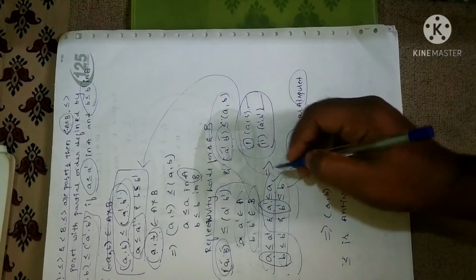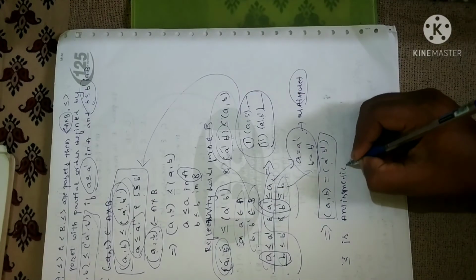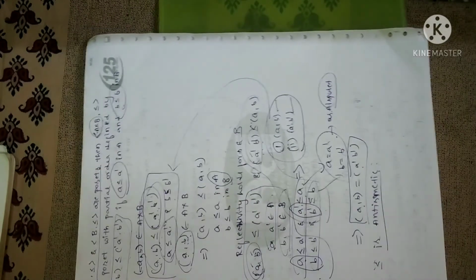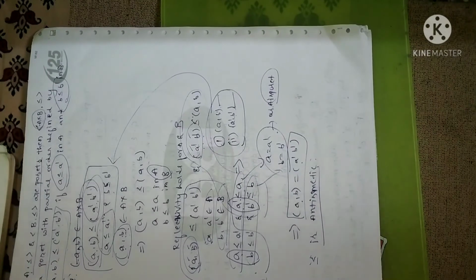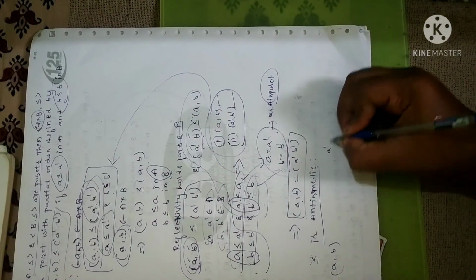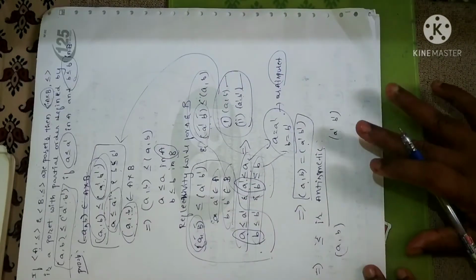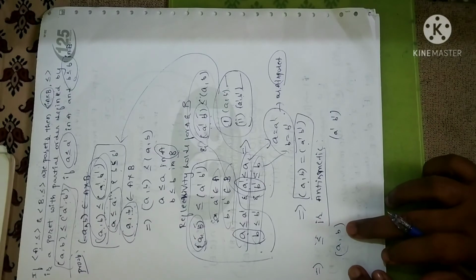First I have proved reflexive. So AB is equal to A dash B dash, I have proved. Next I have to prove that it is antisymmetric. So as per the antisymmetric property, let me take two ordered pairs AB and A dash B dash. See, this concept I'm using again. Now you look at this step, you can understand clearly. I'm taking the ordered pair AB, right?